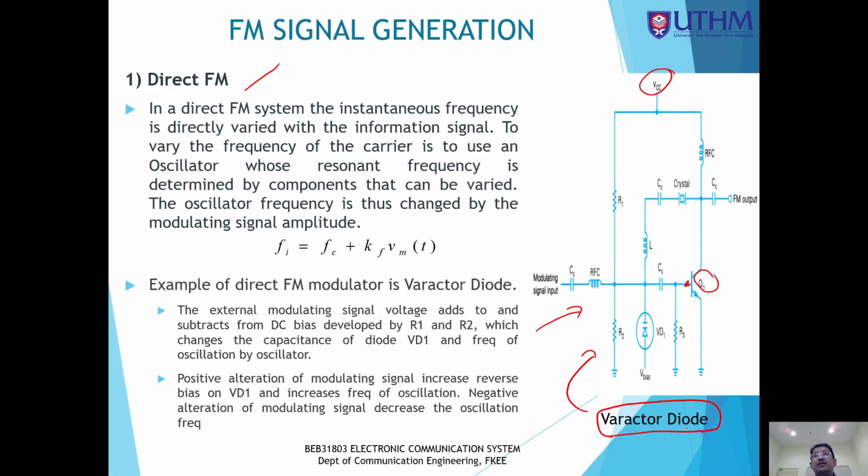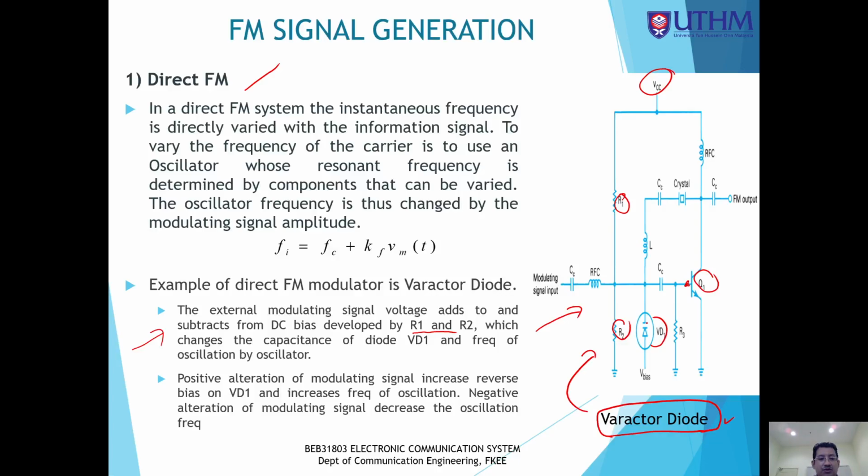If you look at the real world scenario, there are many types of direct FM. One of them is what we call a varactor diode. Here the external modulating signal voltage adds to and subtracts from the DC bias developed by R1 and R2, which changes the capacitance of the diode VD1 and the frequency of oscillation of the oscillator.